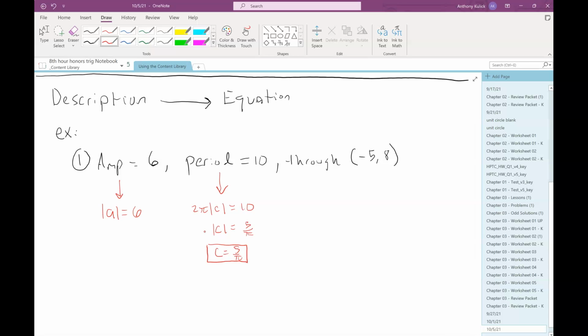And then somehow I should be able to get the value for h, for k, and the sign for a, all from that point, negative 5, 8. Everybody's okay with that? So, negative 5, 8, that point. Do we know anything about that point? Does it tell us that that point needs to be a minimum or a maximum or a midline point or something else? No. So we can choose where to put it. We can put it wherever we want on our function. Is everybody okay with that?